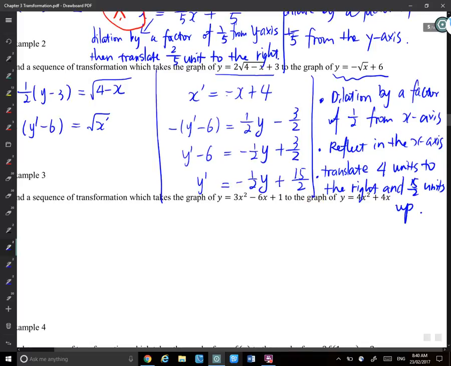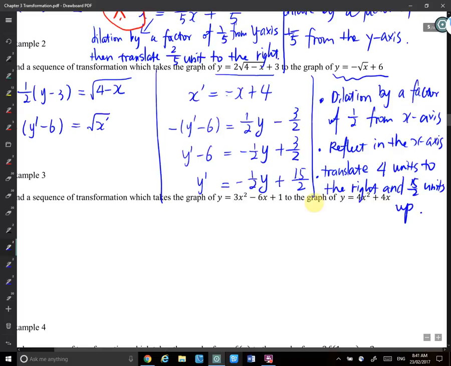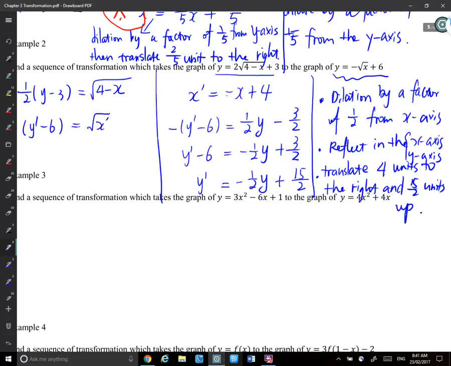Dilation of a half from the x-axis is changing y, reflected in the x-axis is talking about the negative, and then translate 4 units to the right is talking about the, there's a reflection in the y as well. Reflect in the x-axis and y-axis because it's a negative x. So reflect in the x-axis and reflect in the y-axis, and then translate 4 units to the right and 15 on 2 units up.